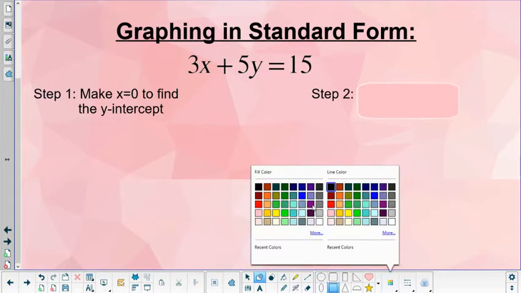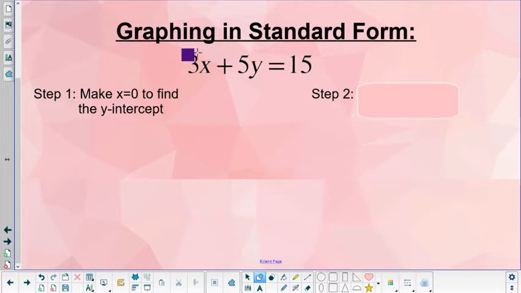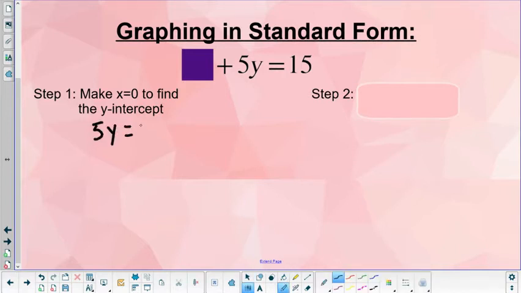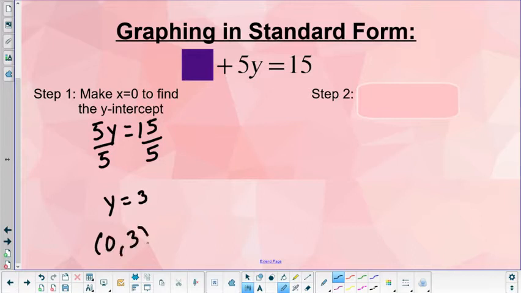So let me go ahead and get a box real quick. I'm choosing purple because it's my favorite color. All right. So we're going to go ahead and cover this up because that technically goes away, right? Because 3 times 0 is 0. So what I'm left with is 5y equals 15. All right. If I solve for y, I would divide by 5. So y equals 3. Okay. So we already know our x value is 0, our y value is 3. So the y-intercept would be (0, 3).